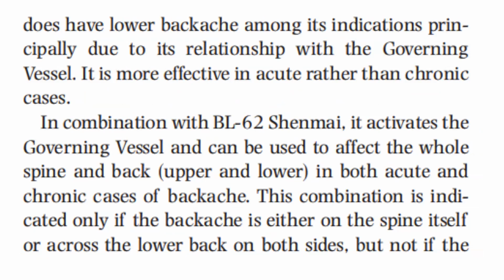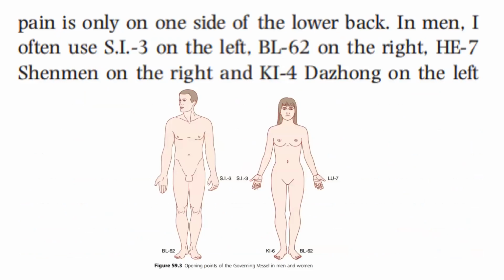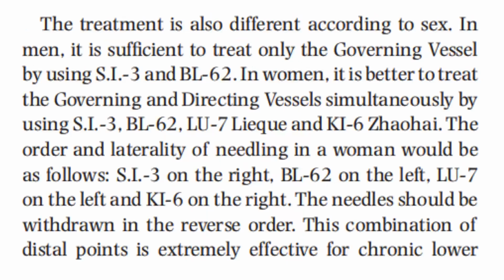In combination with bladder 62, it activates the governing vessel and can be used to affect the whole spine and back, upper and lower, in both acute and chronic cases of backache. This combination is indicated only if the backache is either on the spine itself or across the lower back on both sides, but not if the pain is only on one side of the lower back. In man, use SI3 on the left, bladder 62 on the right, heart 7 on the right, and kidney 4 on the left. The treatment is also different according to sex.